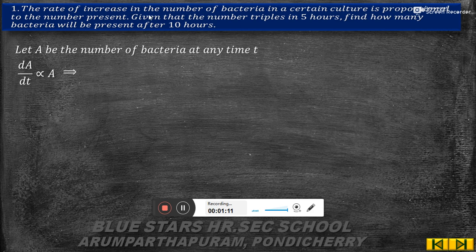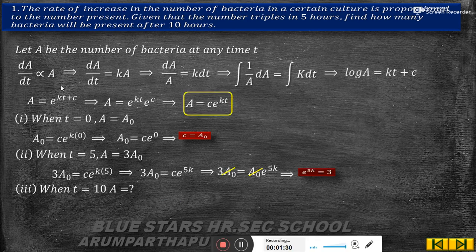So read the question and clear it up, and understand what we will find out here. We will find out how many bacteria will be present after 10 hours. That calculation we will do here. Let A be the number of bacteria at any time t.